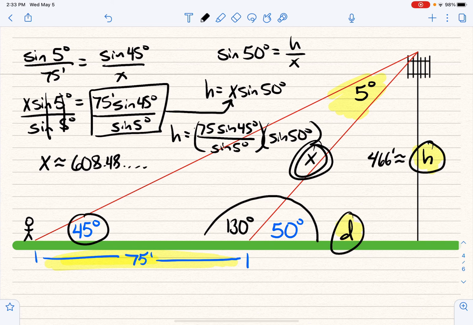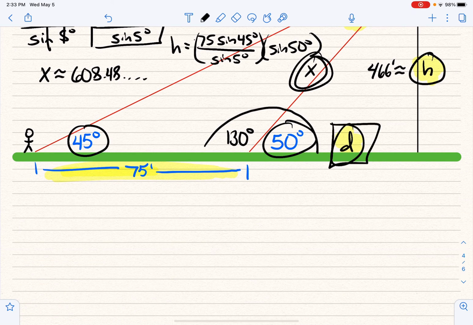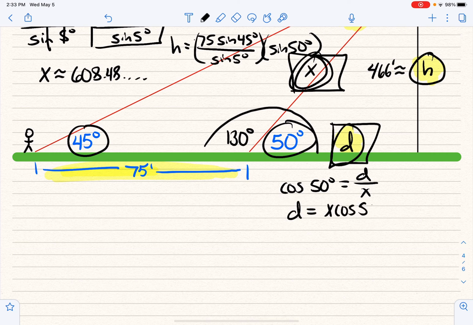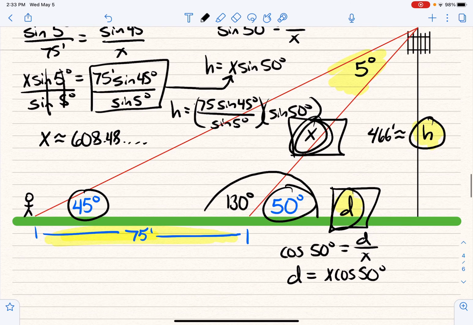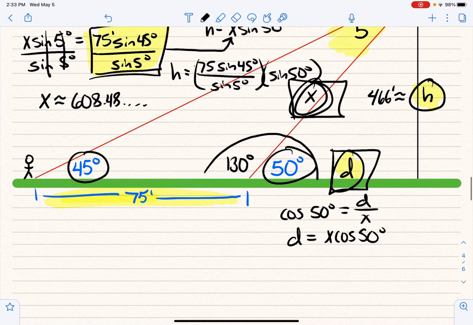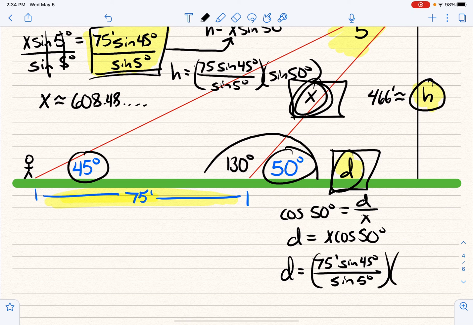Now to find distance, notice this was not a 45-degree angle. I didn't have a 45-45-90 again. So this time I'm going to use cosine, adjacent and hypotenuse. So I'm going to say the cosine of 50 degrees is equal to adjacent over hypotenuse. Multiply both sides by x, and you get d is equal to x times the cosine of 50 degrees. We look up here to figure out what was x. That's right here. There's our x. And so I know that the distance is going to be equal to 75 feet times the sine of 45 degrees, over the sine of 5 degrees, times the cosine of 50 degrees.